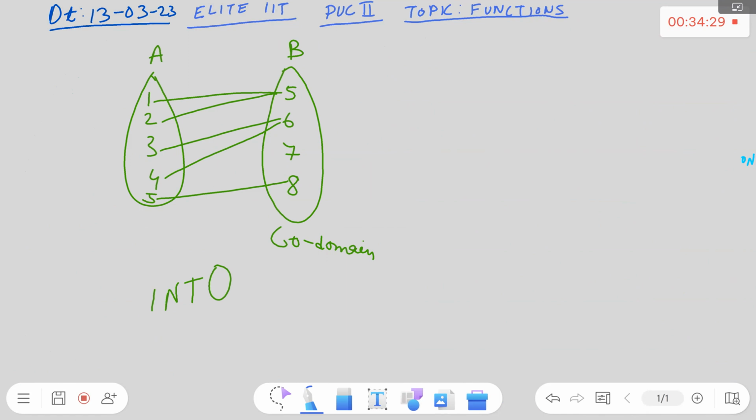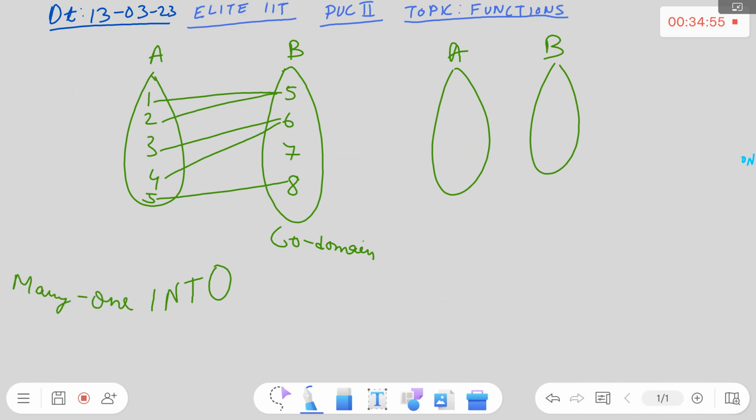Is it just like many to one? It is many to one, but we are concerned with only the codomain. It can be many to one or one to one also. Let me give another example of an into function here. This is many to one into, isn't it? Such types of functions in the codomain are called into functions. Since it looks many to one, I'll call it a many-one into function.